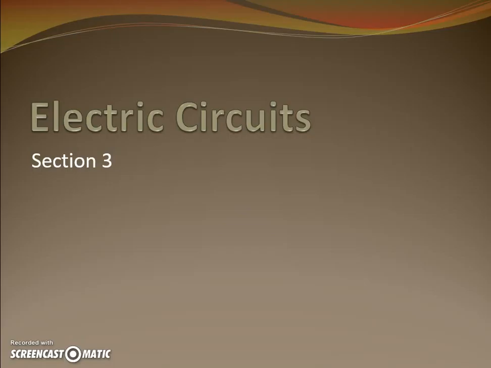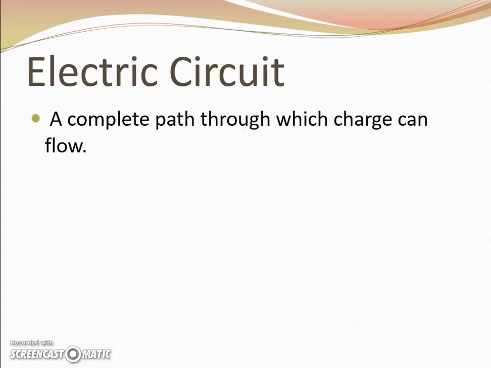Chapter 20, section 3. This is the last section for this chapter. So, electric circuits. An electric circuit is a complete path that charge can flow through. You have circuit diagrams that will show you the path of this circuit, how it's flowing, the direction.